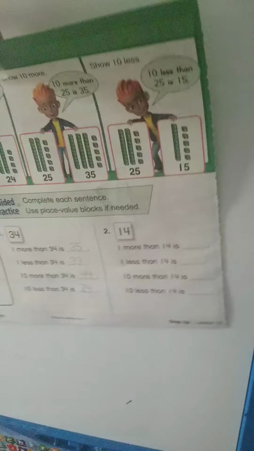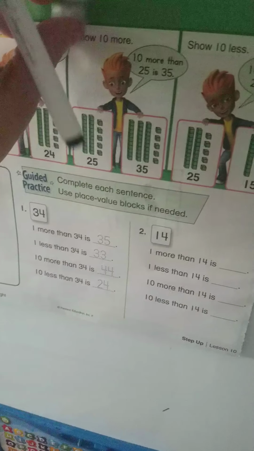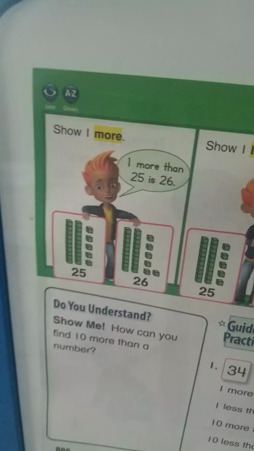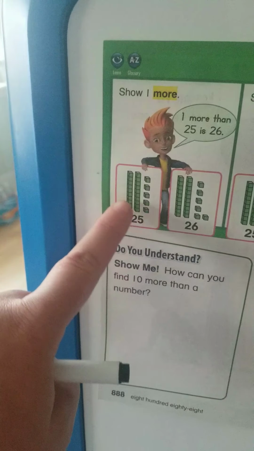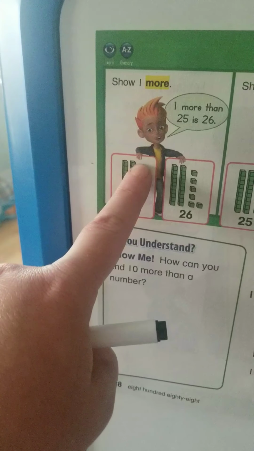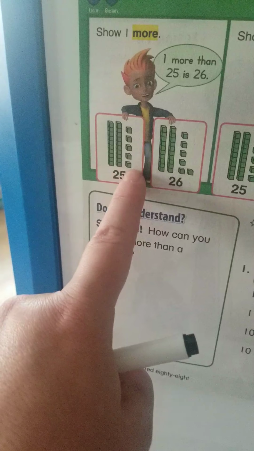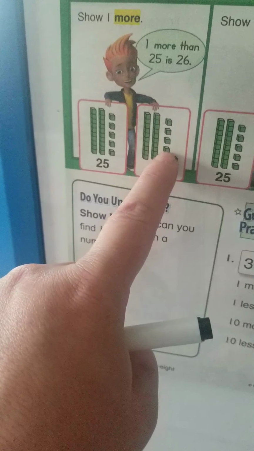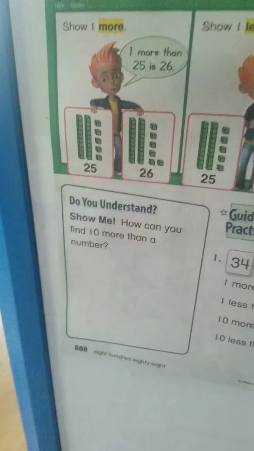All right, we'll do one more slide here. And then I'm going to let you guys go to conquer the world. Let's see. Here we go. Show one more. Well, 25: 10, 20, 21, 22, 23, 24, 25. To show one more than that, you just add one more block. 10, 20, 21, 22, 23, 24, 25, 26.